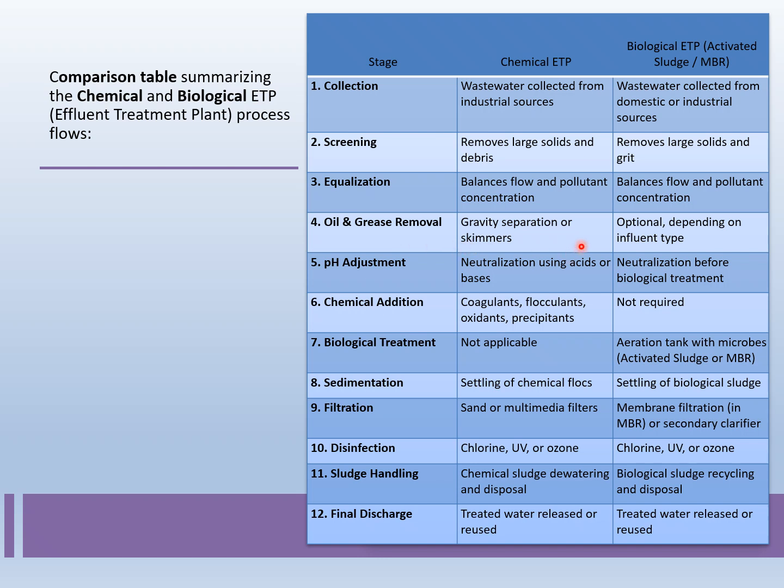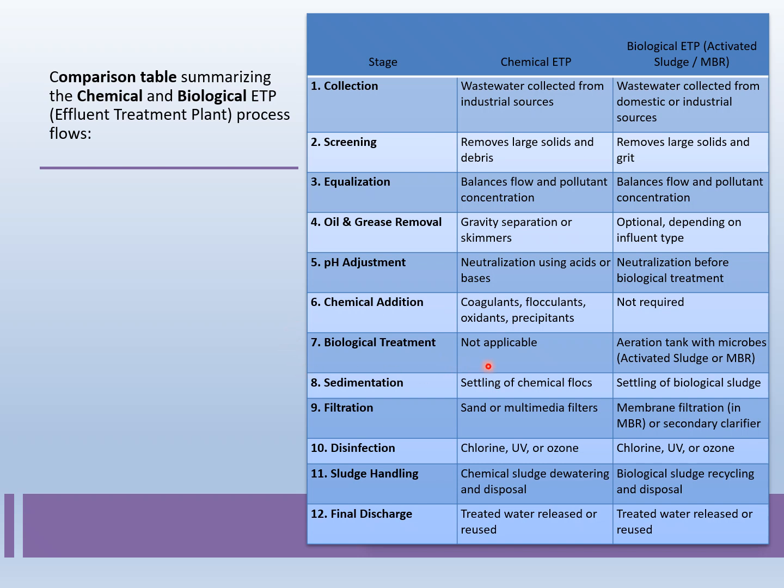Oil and grease removal, for the chemical is gravity separation with a skimmer. For biological it is optional, depending on the effluent type. pH adjustment, for the chemical ETP is neutralization using acid or base. The biological is neutralization before biological treatment. For chemical addition, chemical uses coagulant, flocculant, oxidant, and precipitation, but for biological it is not required. This chemical addition is a very big difference between chemical ETP and biological ETP.